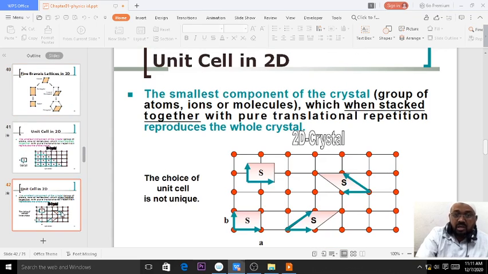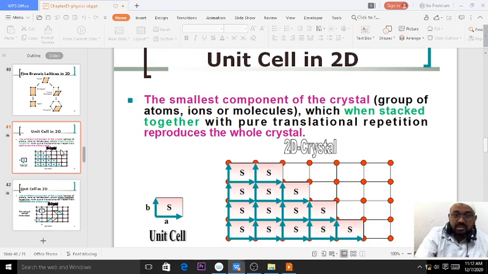Now when we go to the unit cell, what is a unit cell here? A unit cell is the smallest geometrical figure. The smallest component of the crystal which, stacked together and combined with each other by pure translation repetition, produces the whole crystal. So when we see a 2-dimensional structure, you'll find that they are stacked with each other.